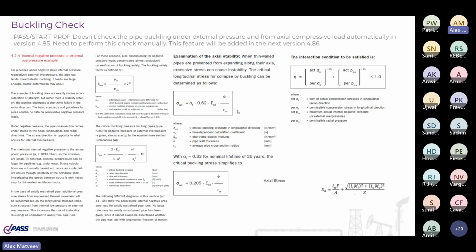And also, for the thermoplastic piping, we should perform the buckling checks. START-PROF doesn't perform such analysis right now. Maybe we'll add this in next versions, but right now it doesn't, so you have to do this manually. For example, you can find here the equations for how to do such analysis.